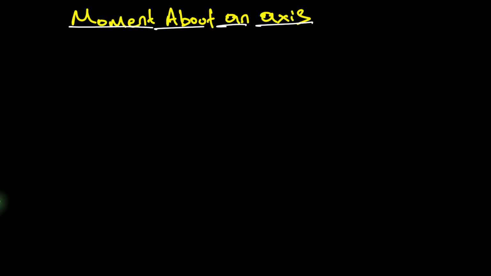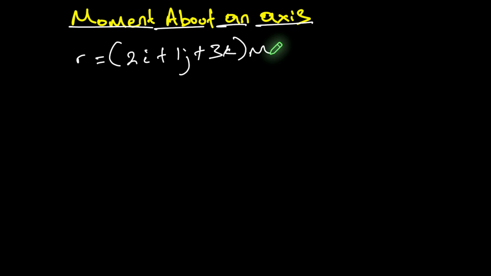So say we have the position vector of a point from the origin given as, let's use r again, r equals 2i plus say 1j, and let's use 3k this time. And because this is a position from a point, its unit will be in meters.